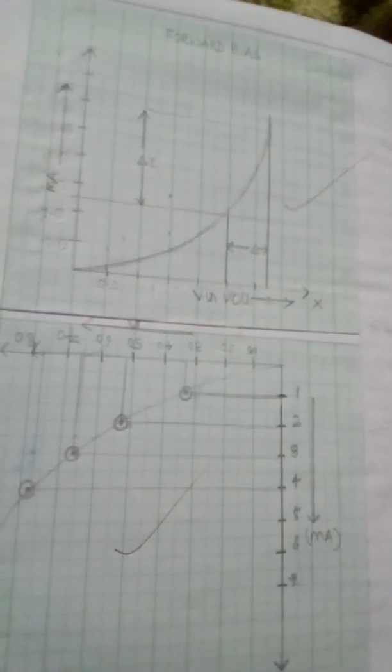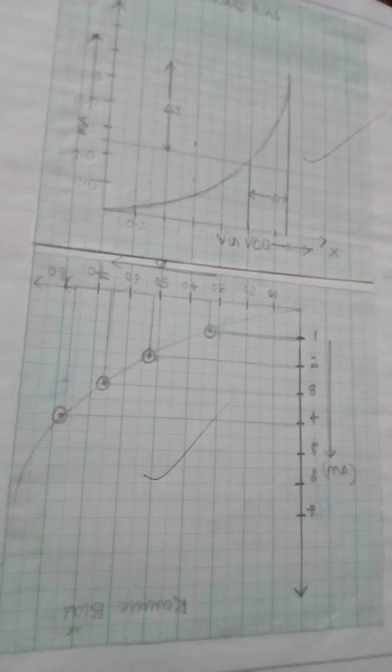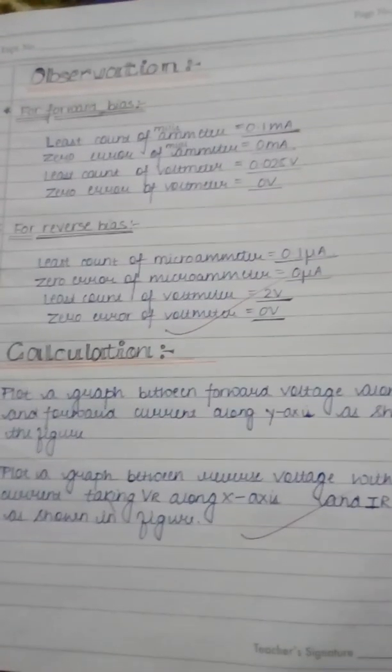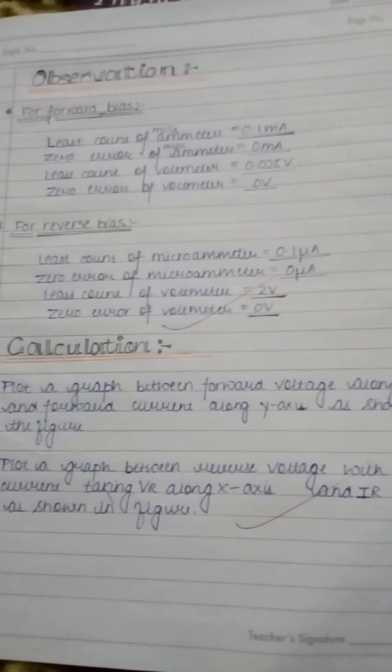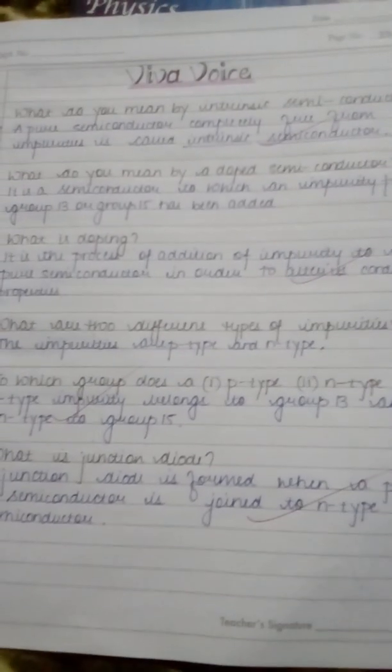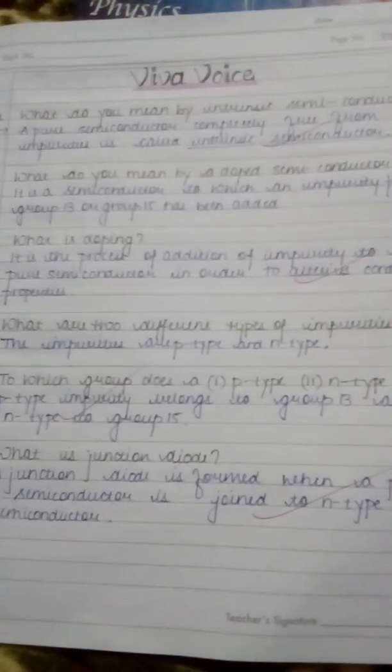This is the graph for forward bias and this is the graph for reverse bias. Two different graphs. I hope that it is quite clear to you. And the observation table I have provided you earlier. Observation is here with the calculation. Hope so it will help you, including the viva voce for that practical.